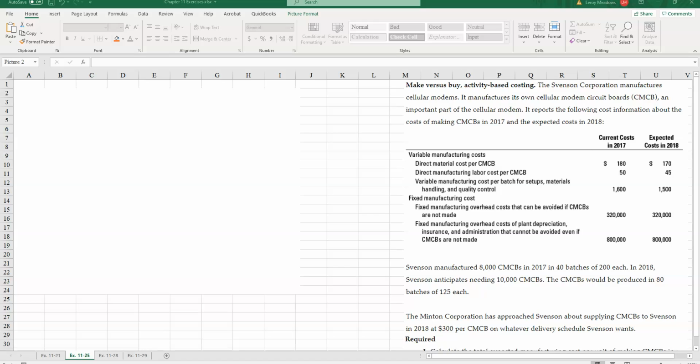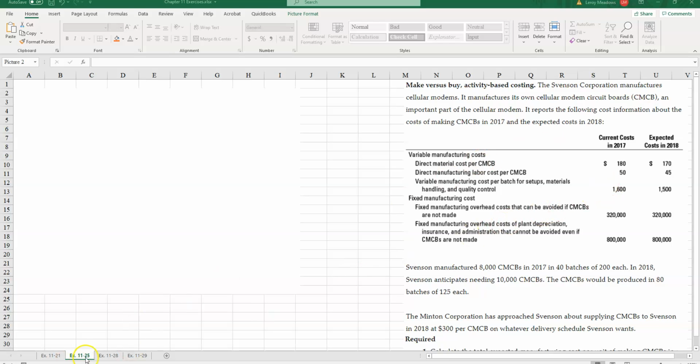Today we're going to do another example of decision making and relevant information. We're going to take a look at this one as a make versus buy situation, and there's going to be an element of activity-based costing in here. So let's go ahead and get started.